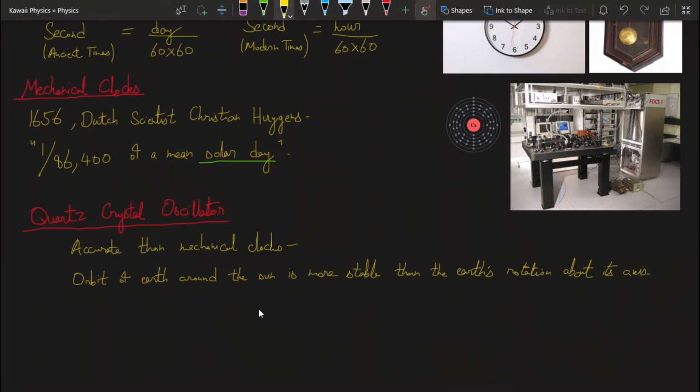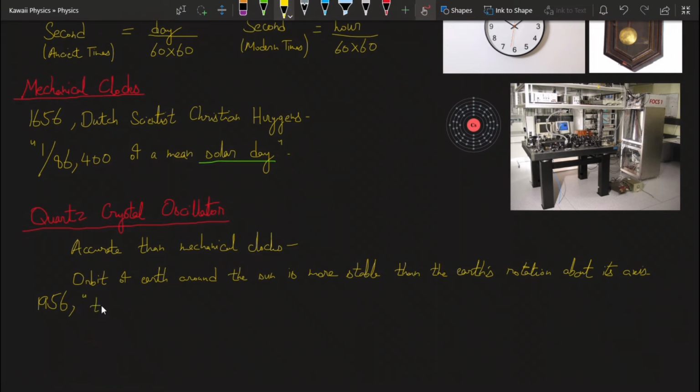So when it showed that our orbit of the earth around the sun is more stable than the earth's rotation about its axis, it became clear that the first definition, the solar day, 1 by 86,400 of a mean solar day, was just inaccurate. So in 1956, the second was redefined. In 1956, write it down.